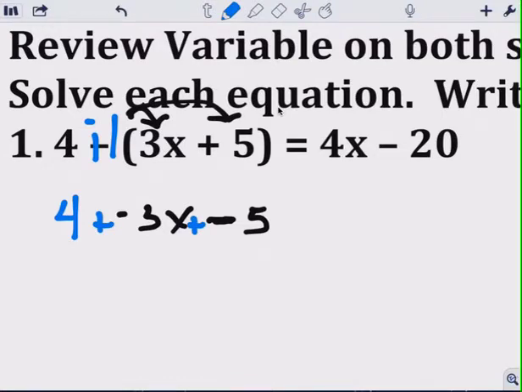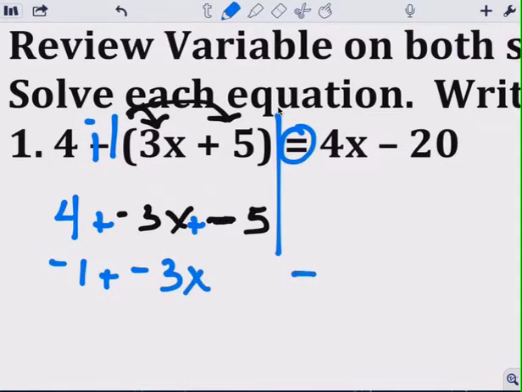Now on this side of the equation, it's an equation because of the equal sign. But on this side of the equation, we need to make it to 2 terms. There's 1, 2, 3 terms. We want to combine to make 2 terms. That gives you a -1 plus a -3x equals to 4x minus 20. So right now we got 2 terms on both sides. We're good.